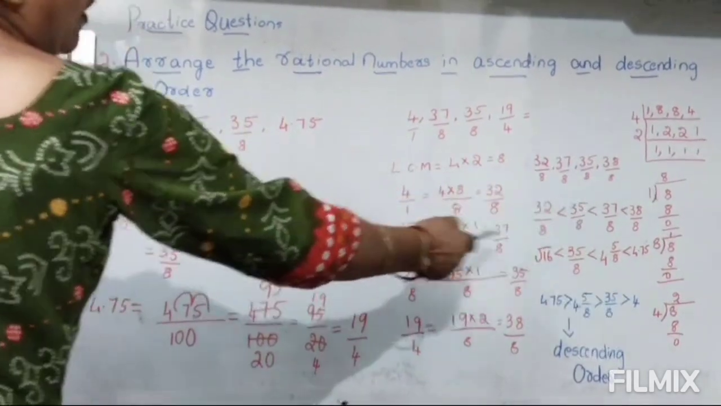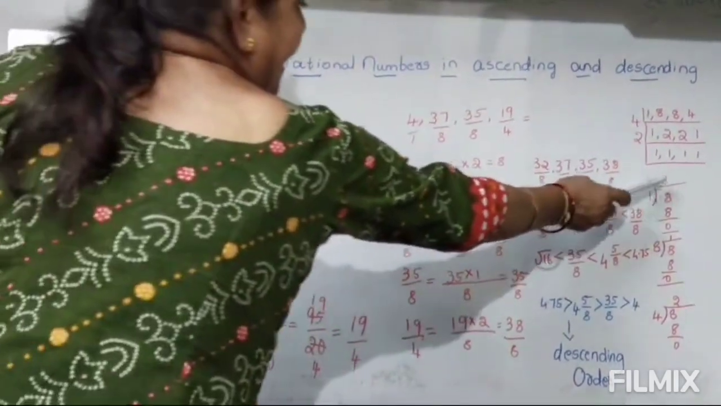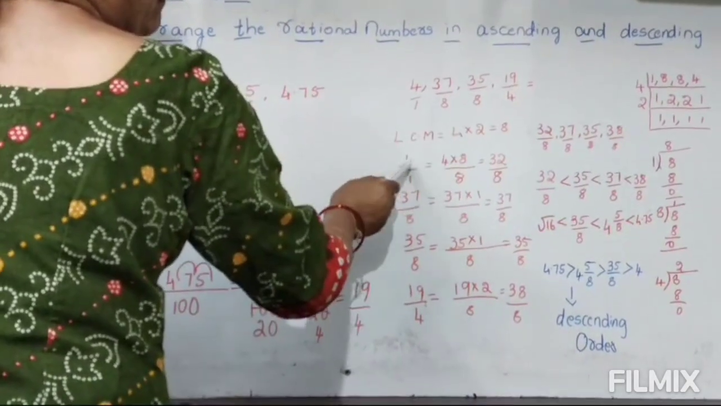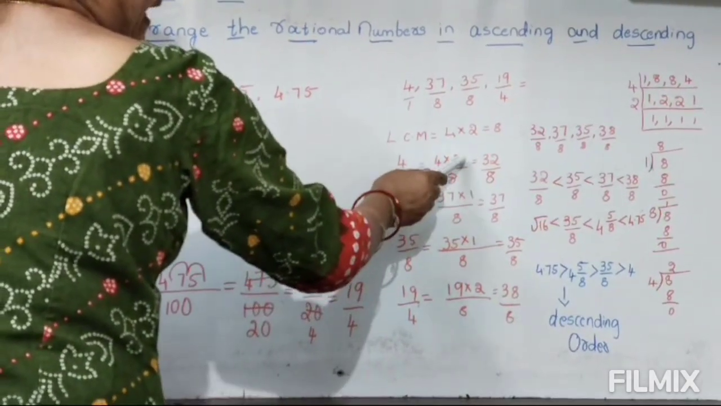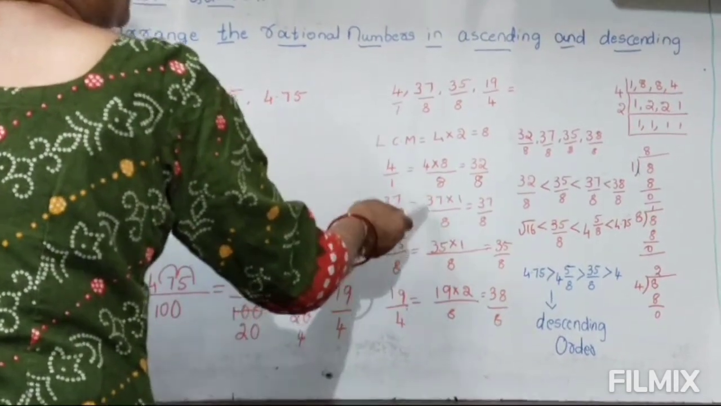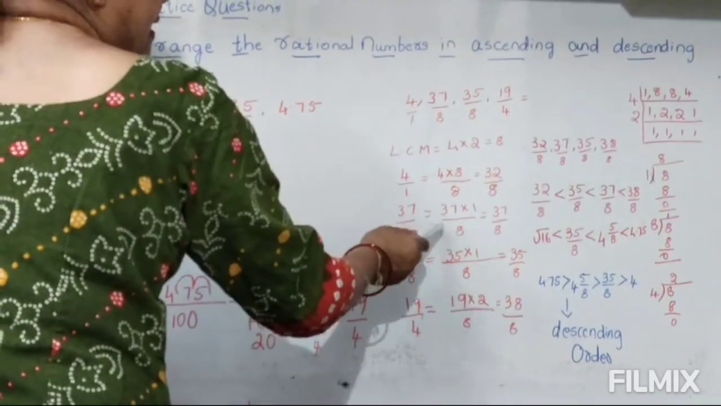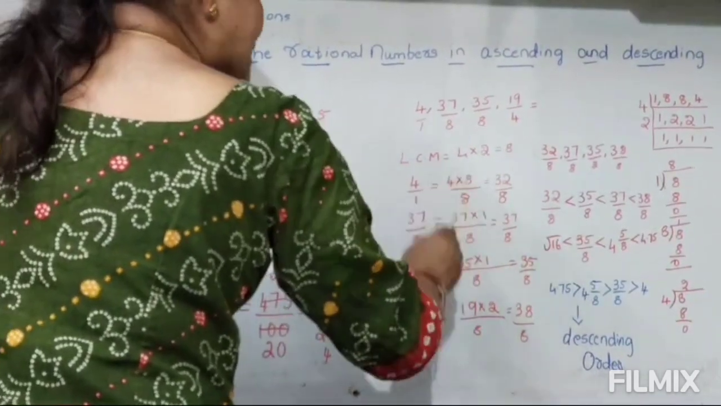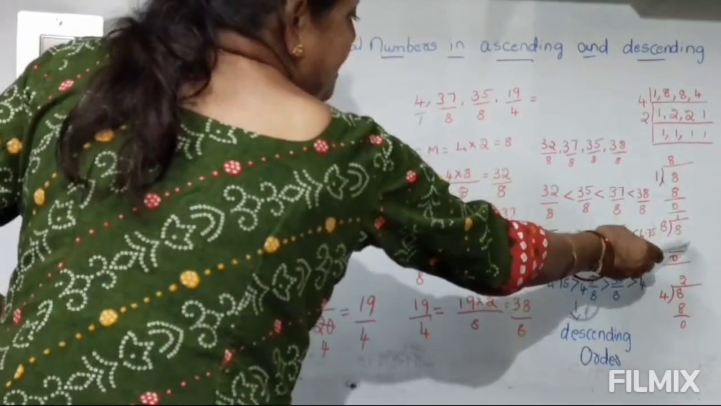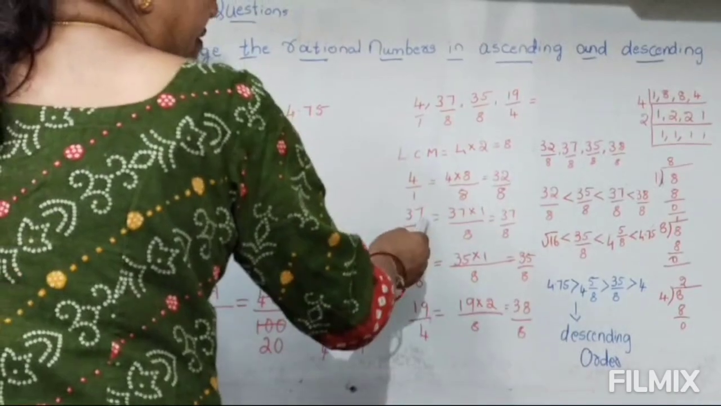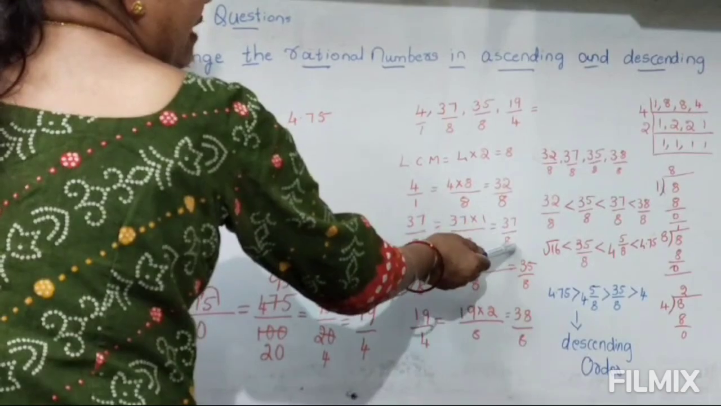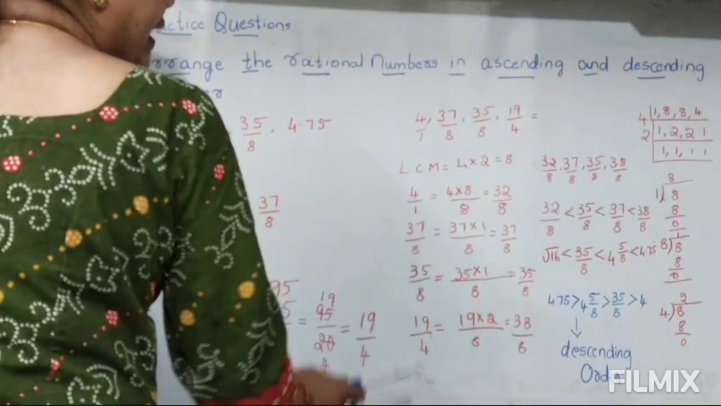So 8, 1, divide it by 1. 1 8s are 8, 0. That 8 should be multiplied by this 4. 4 8s are 32 by 8. Similarly, 37 by 8, you take this. 8 ones are 8. It should be multiplied by 1. Look here. 8 ones are 8. That is, 37 should be multiplied by this 1 again. What will you get? 37 by 8.